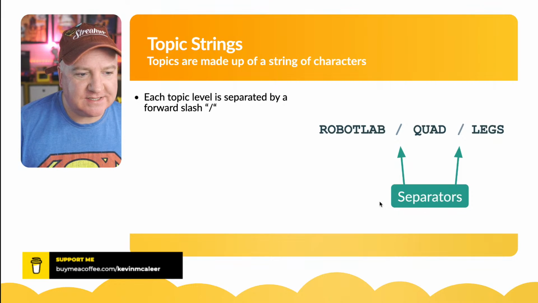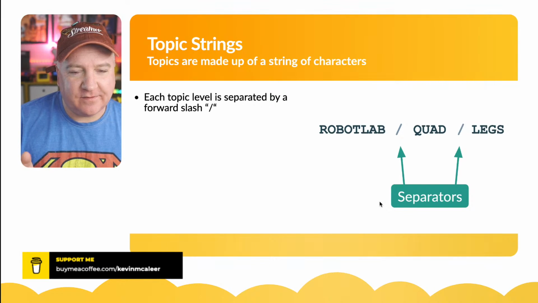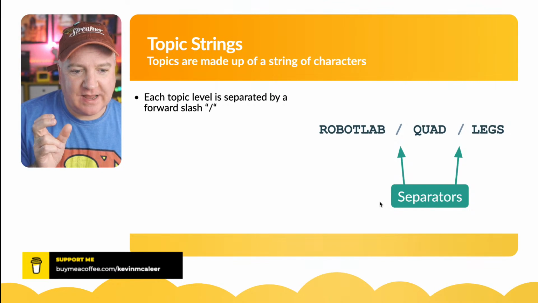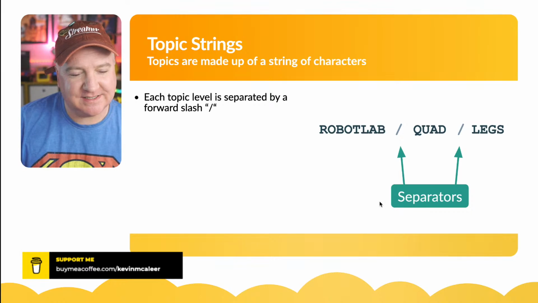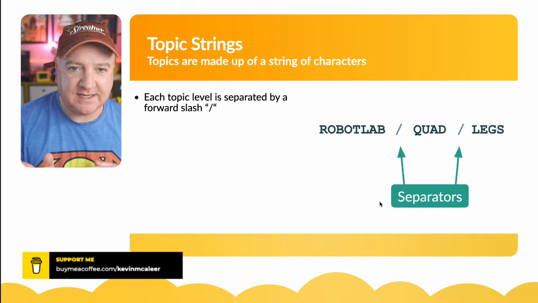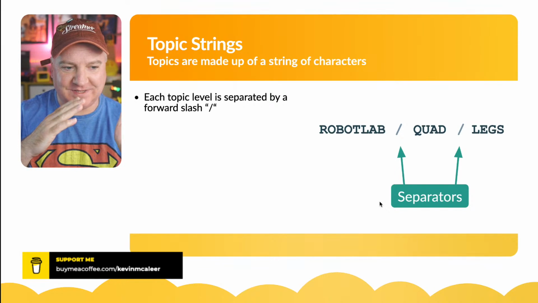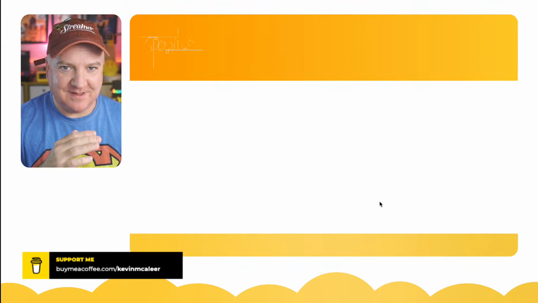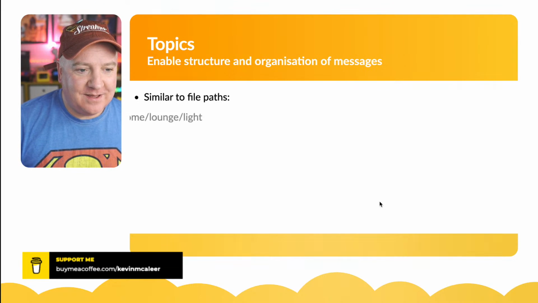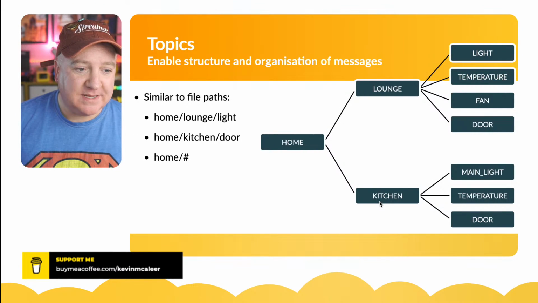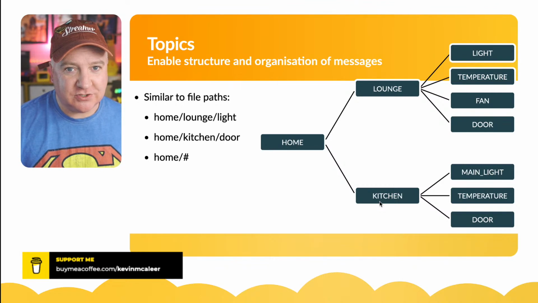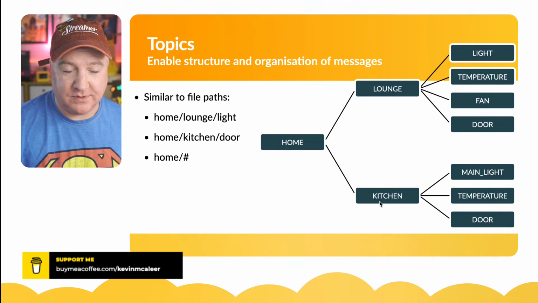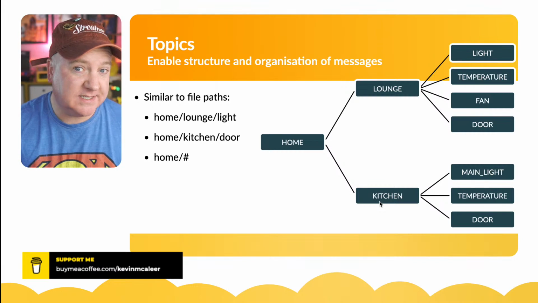So topic strings, as we just said, are separated by this /. And so if we had robot lab / quad for the robots, and then legs, you could have each individual leg as a separate topic in there. And it's separated by these /, trying to get the mirrored camera thing there. And they enable structure and organization of our messages. And they're really lightweight. You don't have to define them in advance. You just send a message on that, and then it exists for that moment. And anybody that's subscribed to that can see that message.